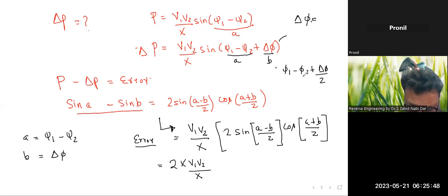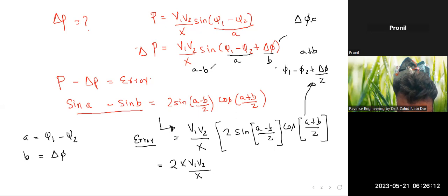This is the term you are getting when you are doing it for cos. This is A plus B, not A minus B. A minus B, how much will you get? A minus B divided by 2. I'm a little confused.